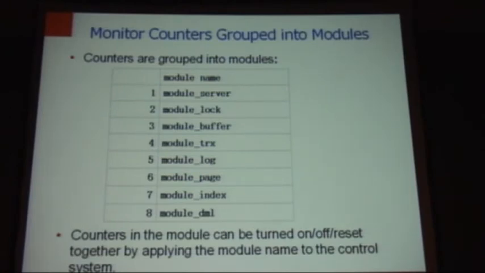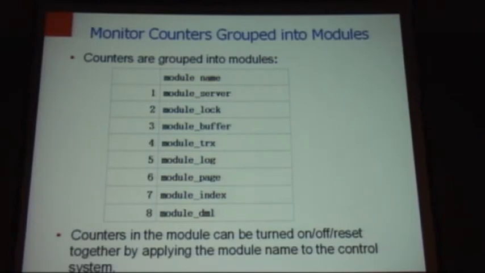And the module transaction gives you how many open transactions are running and how many transactions have been committed, how many transactions have been rolled back. Similar for the log, how many log pages are being flushed. And page is more like I/O. Index, how many index splits have happened. DML, how many rows are being inserted, being deleted.